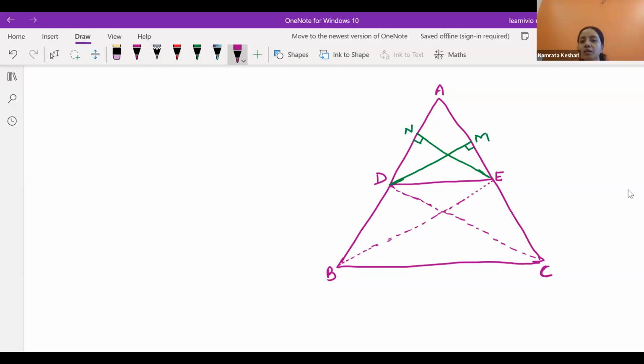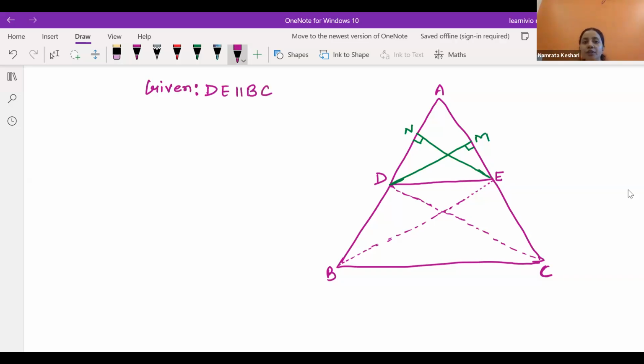So we were having a triangle ABC. It was given to us that there is a line parallel to one of the sides of a triangle, that is, DE is parallel to BC.